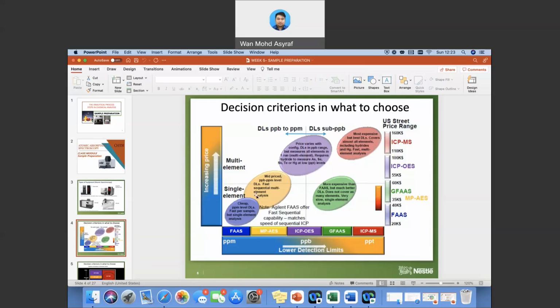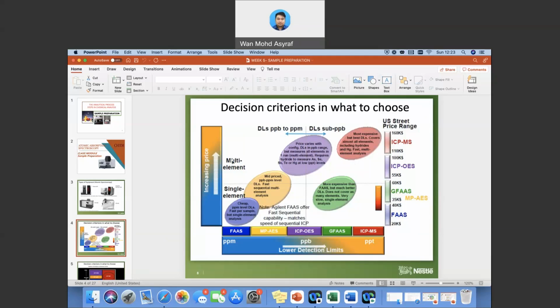But if you go to the other extreme, which is flame AAS, it is cheap. The detection limit is only up to the ppm level. It is fast per sample, but it is a single element analysis. As we mentioned before, flame AAS is single element because of the light source, the hollow cathode lamp. But for ICP-MS using plasma, all of the elements are detected simultaneously.